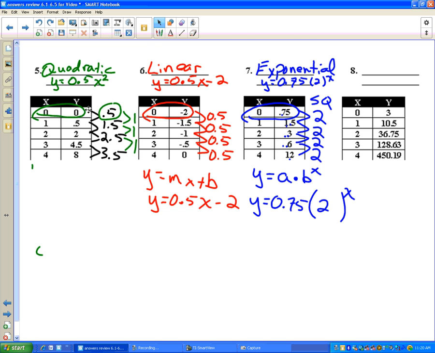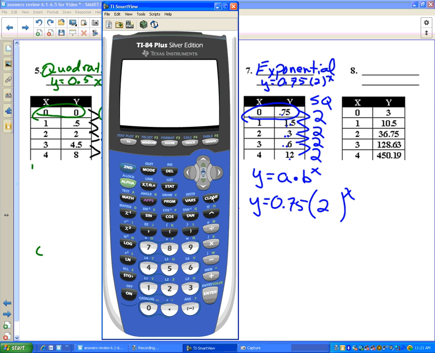Lastly, number 8. Again, with all the decimals, I'm going to kind of guess that this is exponential. It could be exponential, it could be something else. But I'm going to guess that it's exponential, and I'm going to start by checking that first. So we're going to take 10.5 and divide that by 3. We're going to take 36.75, divide that by 10.5.